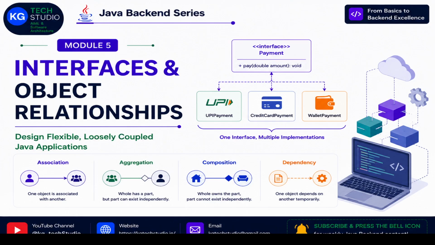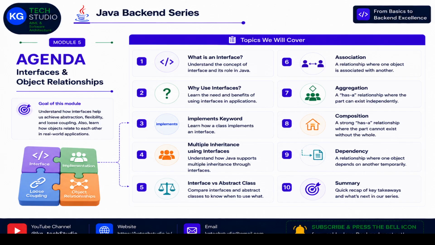Hello everyone, today we will talk about interface and object relations. As part of today's class, we will discuss interfaces. We will see why we use interfaces. We will also check the implements keyword, and we will understand multiple inheritance. We will also discuss interfaces versus abstract classes, and then we will look at different kinds of object relations like association, aggregation, composition, dependency, and summary.